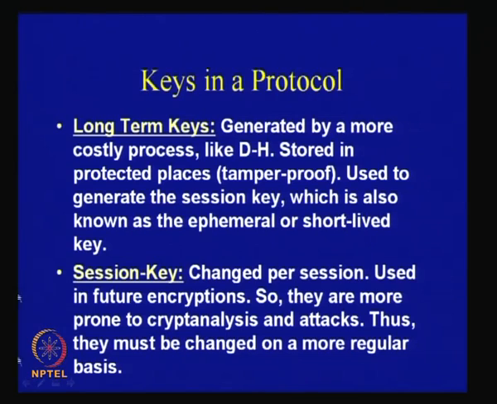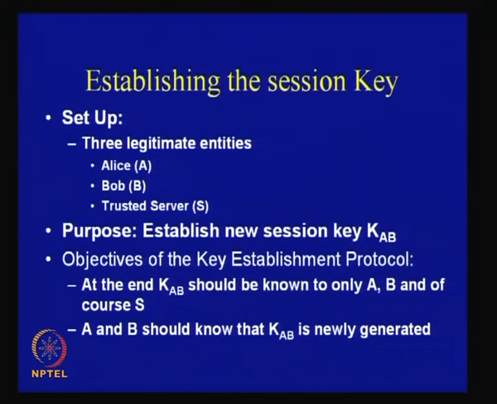In our case, we will assume that there are some long term keys already prepared and stored in a tamper proof place, used to generate the session key, which is sometimes also called the ephemeral or short lived key. The context we are considering is that there are 2 legitimate entities, Alice and Bob, and a 3rd entity which is the trusted server. The trusted server has knowledge about Alice and Bob, and performs key establishment between A and B. The objective of A and B is to establish a new session key called KAB, which will be used for further communication between Alice and Bob.